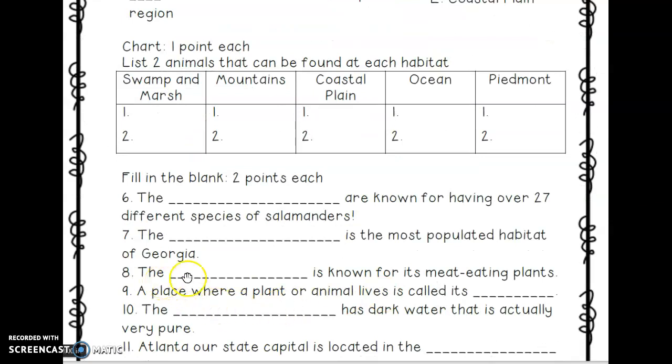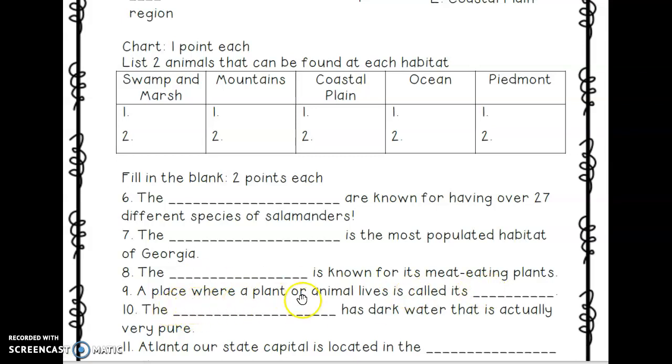Number 8, the blank is known for its meat-eating plants. We talked about this last week. Which habitat is known for its meat-eating plants? Is it coastal plains? Is it the mountains or the ocean or the Piedmont or swamp and marsh? Take a moment to think about it. What do you think? If you said swamp and marsh, you're correct. The swamp and marsh is known for its meat-eating plants.